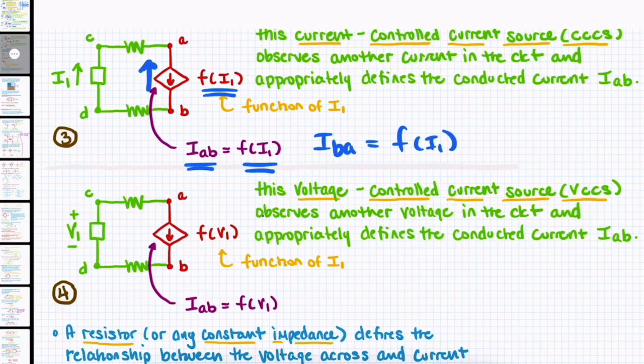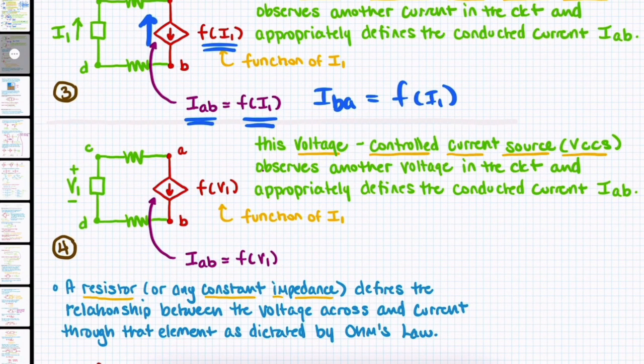The voltage controlled current source, same thing. Now we have F of V1. All we do is replace F of I1 with F of V1, and there's no assumption that these formulas are the same. They're just generic F. So you should be familiar with these terms. You will see the abbreviations often used: VCVS, CCVS, CCCS, VCCS.